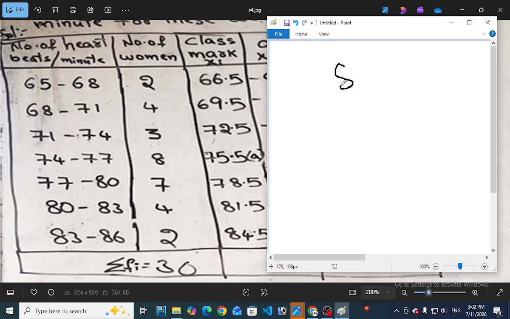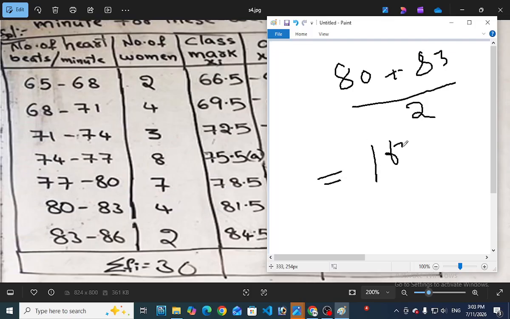Okay. Then 80 plus 83 by 2 to find the average, or class midpoint, of 80 and 83. So 163 by 2, which is equals to 81.5. So 81.5 is the next class midpoint. So the 80 and 83 midpoint is 81.5. The 81.5 midpoint we are writing as class mark for the 80 and 83 class.